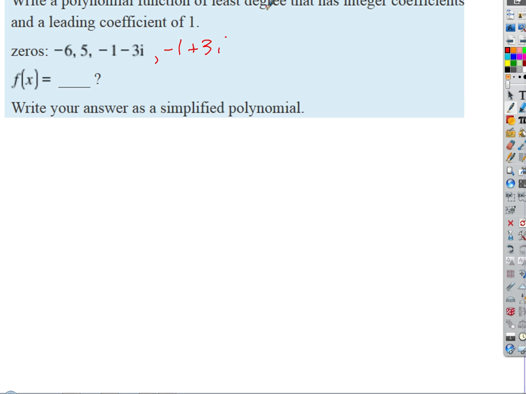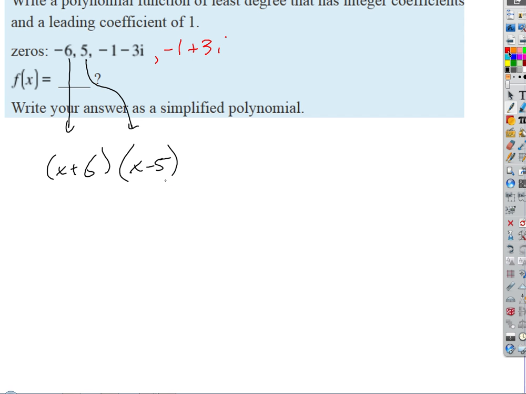So we're writing the simplest possible polynomial. We're not going to add any extra zeros, even though we could. And we want integer coefficients and a leading coefficient of 1. So we're not going to make this thing souped up and difficult. We're just going to take the product of the factors that we get from these roots. So what's the factor that goes with -6? X plus 6. What's the factor that goes with 5?